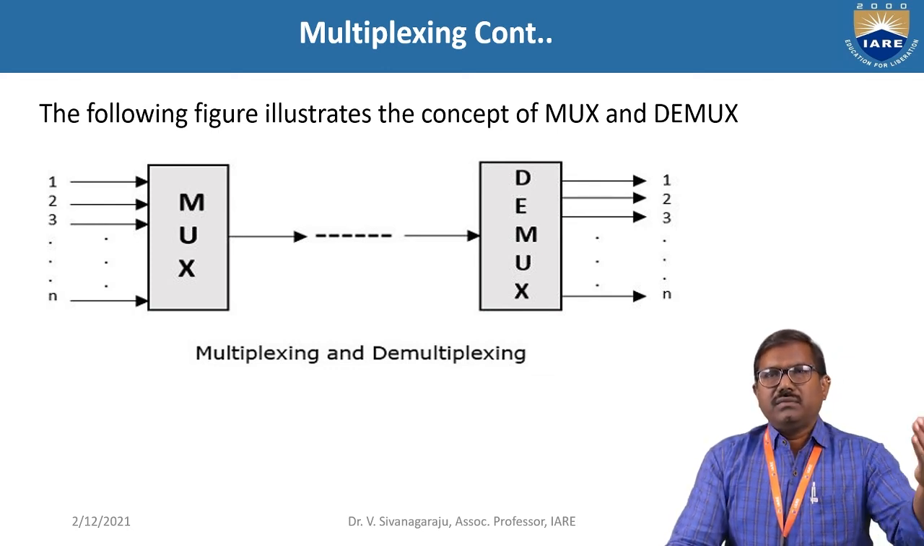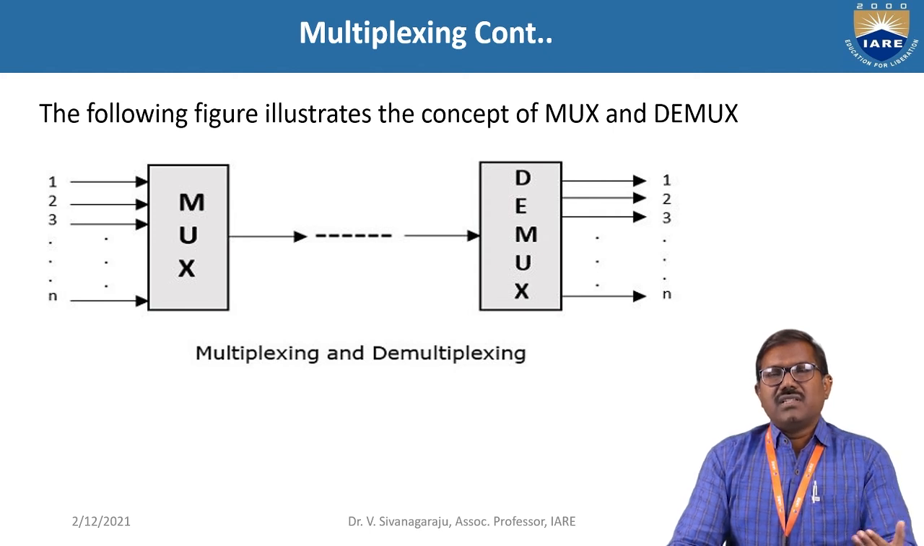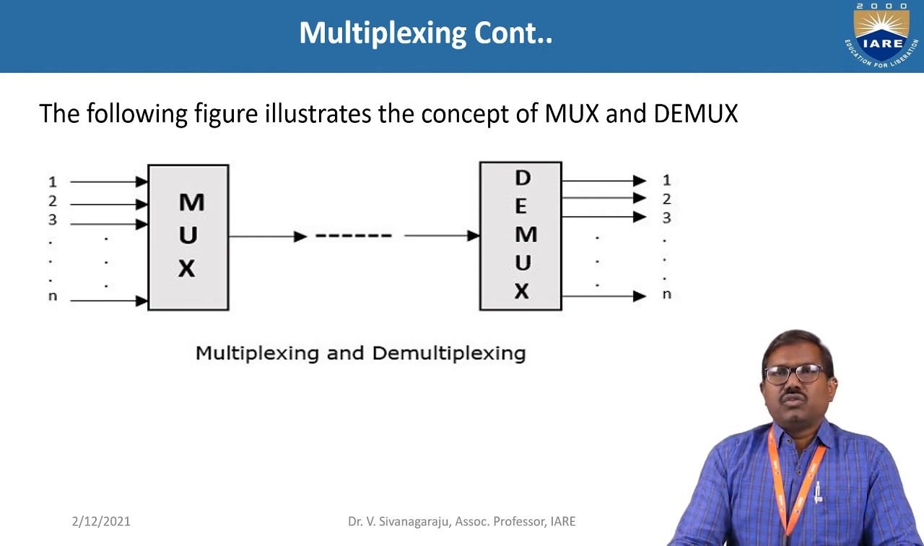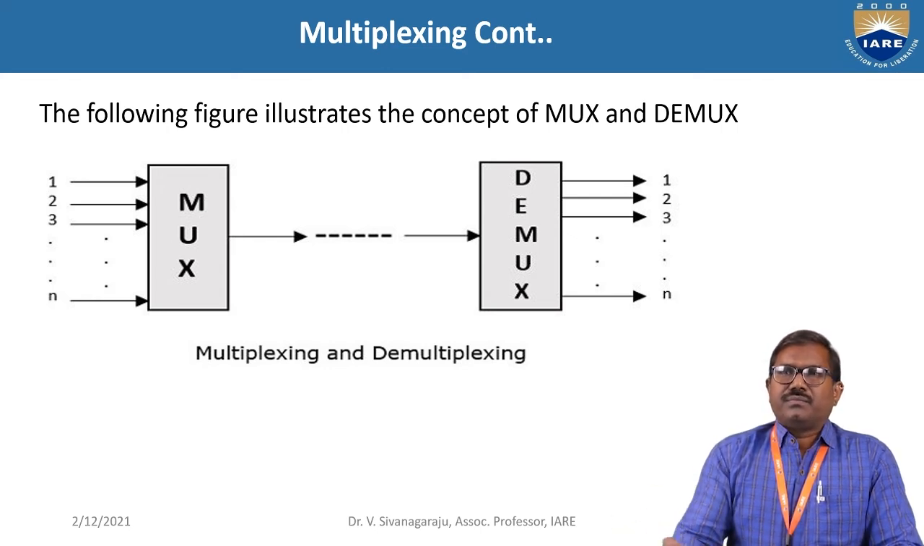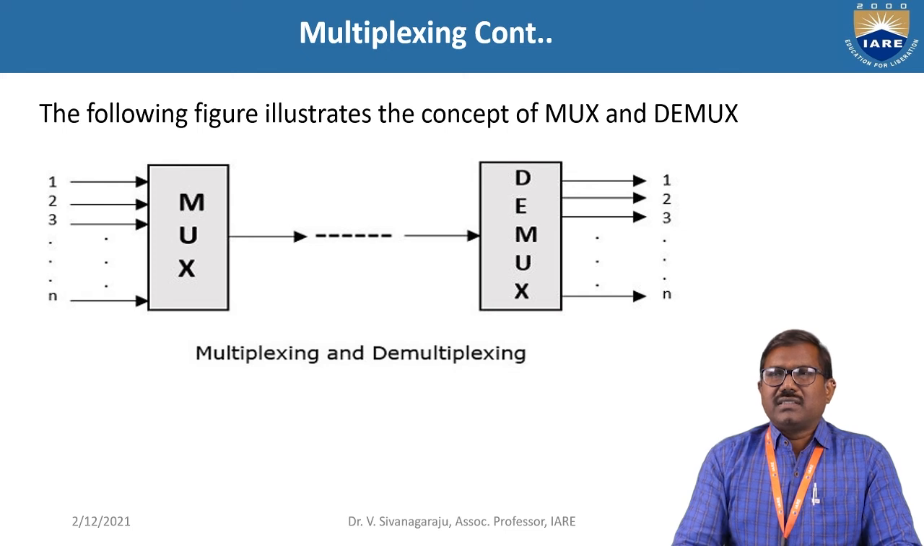Here, n signals are given to the mux. These are combined and transmitted on a single channel. Again, the demux divides those signals and applies them to the end users.